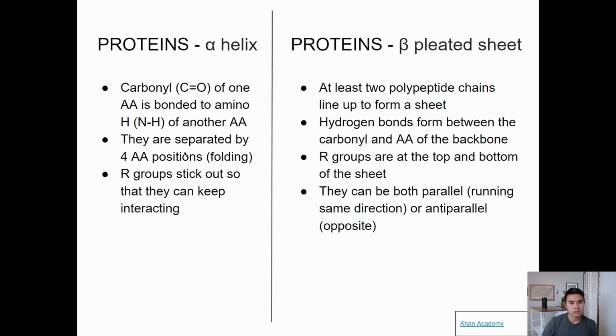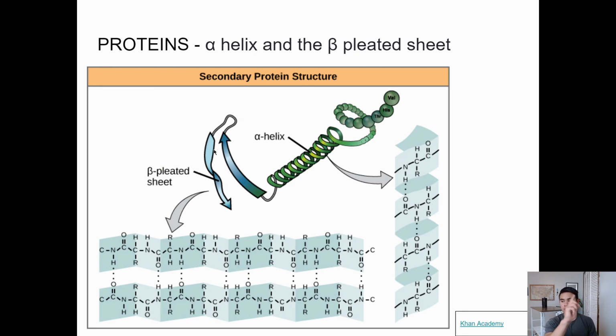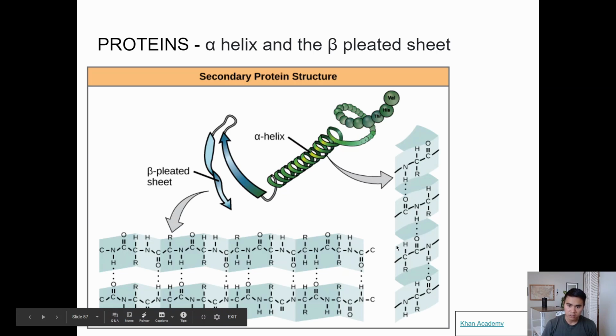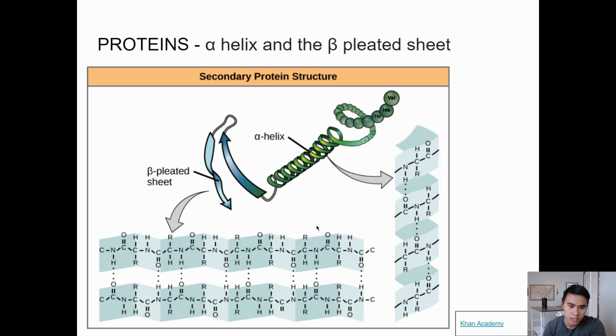Also, alpha helix hydrogen bonds are separated by 4 amino acid positions. The reason why is because they're coiling with each other. So the reason why they're coiling and they have to interact with each fourth one is because as you coil it, you're not going to interact with every single one. You're interacting with every fourth one to create a coil.